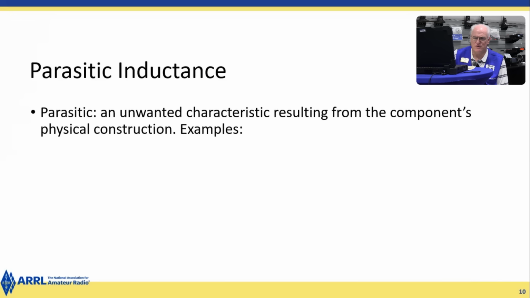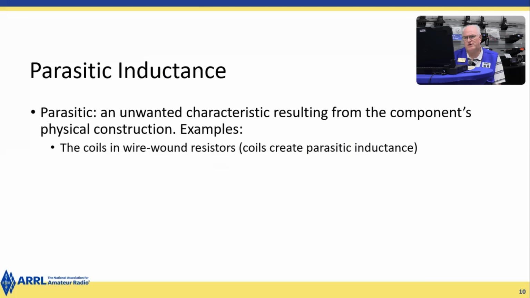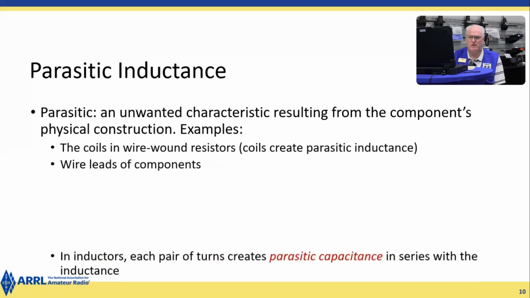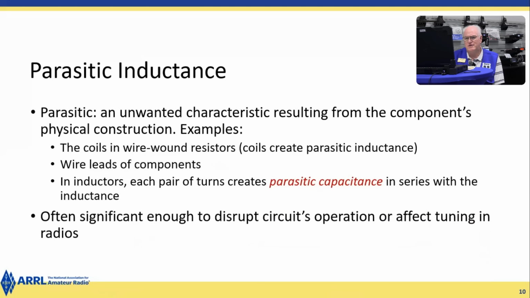Parasitic inductance is unwanted. A parasitic inductance is an unwanted characteristic that results from the component's physical construction. The coils in a wire-wound resistor, for example, create parasitic inductance. Wire leads of components add parasitic inductance. And in inductors, each pair of turns creates parasitic capacitance in series with the inductance, often significant enough to disrupt the circuit's operation or affect tuning in radios.